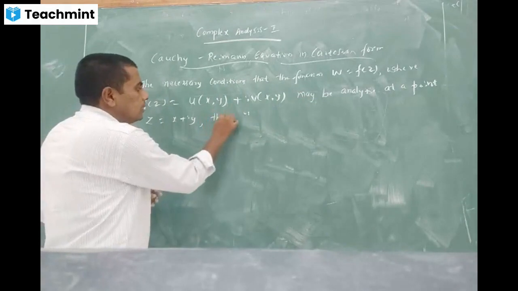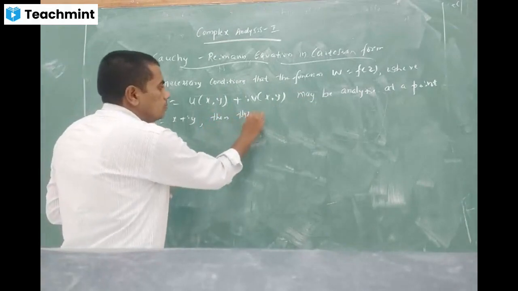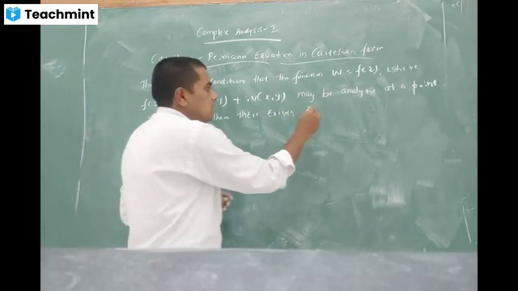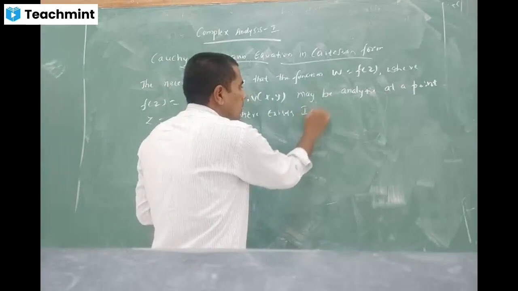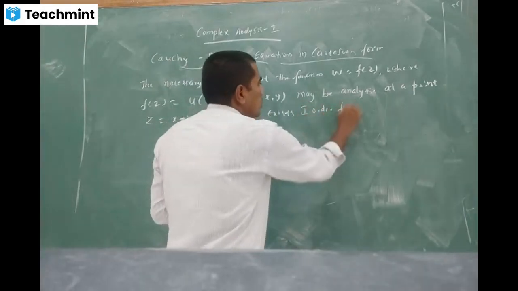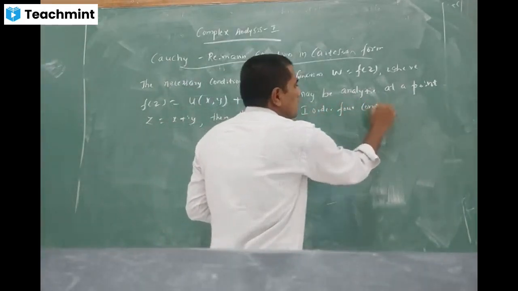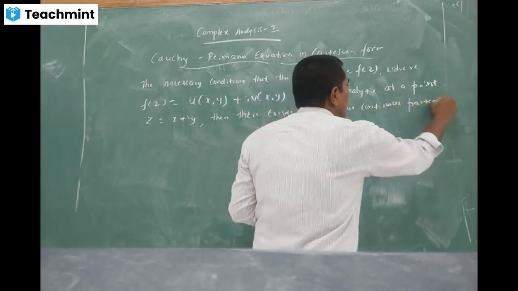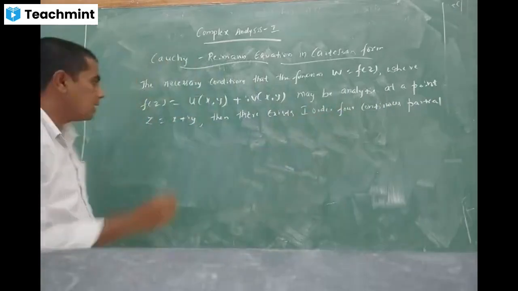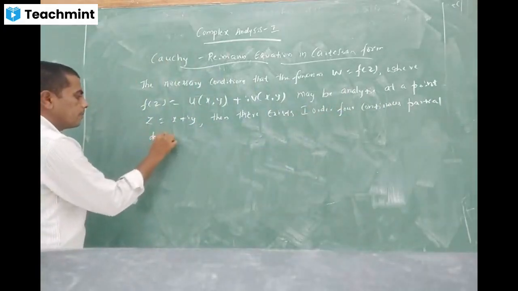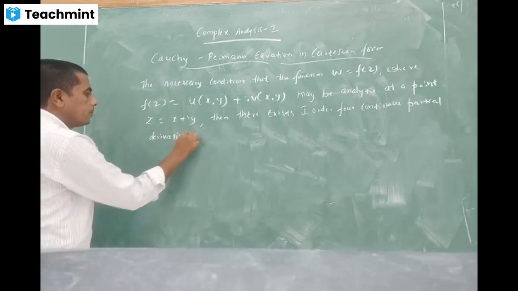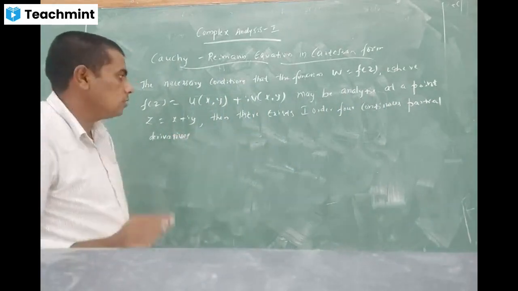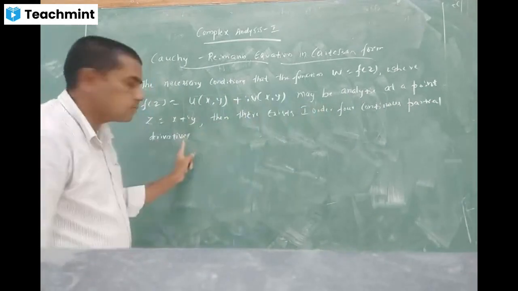Then there exist first order four continuous partial derivatives. See, derivation is very easy now. Certainly, the statement is a little bit lengthy. That's all. Then there exist first order four continuous partial derivatives.